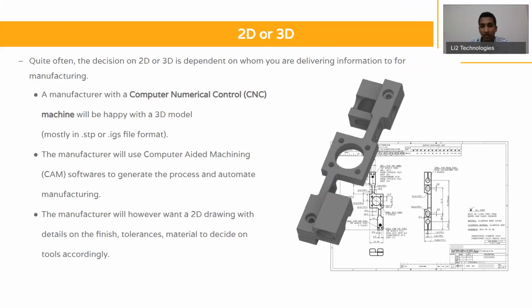So even if you're building a 3D model that the manufacturer uses to complete building the product, it is important that you generate a 2D drawing with all the necessary information, be it on the material, the fits, the surface finish, the dimensions, the tolerances, the version control. It's a good practice to not only have a 3D model, but to have a 2D drawing at any point of time.